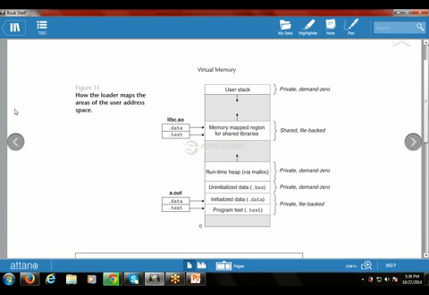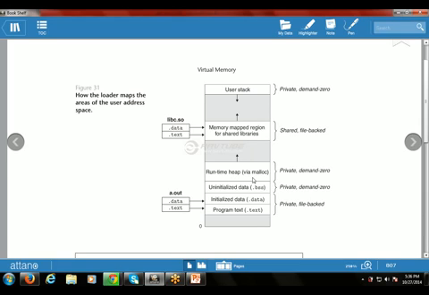This is the diagram that shows how the loader maps the areas of the user address space. First of all, there is a user stack that is private and demand zero. Then there is a blank space. There is a memory mapped region for the shared libraries, that is shared file backed. There is libc.so, the shared object that contains the data part and the text part. There is again a blank area.